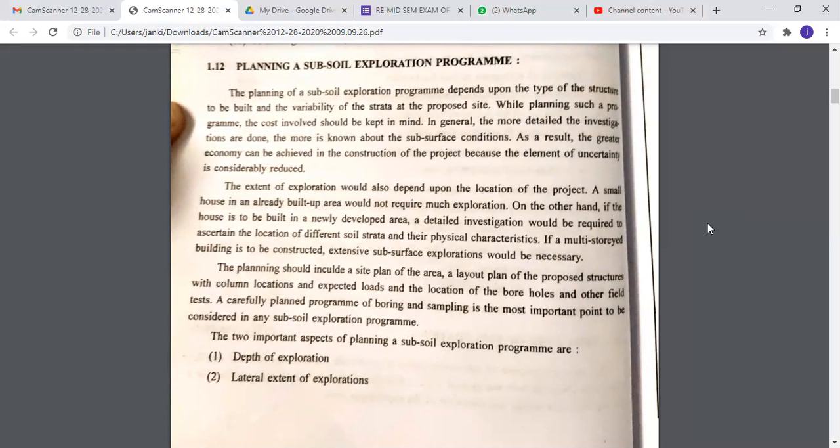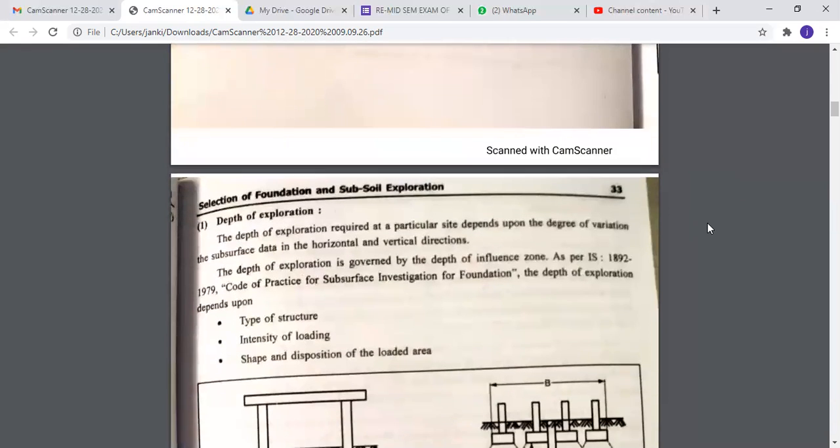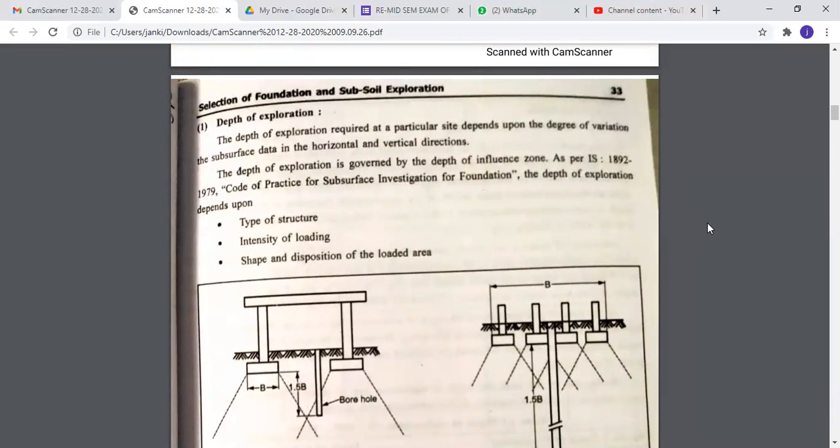The planning should include a site plan of the area, a layout plan of the proposed structures with column locations and expected loads, and the location of the boreholes and other field data. A carefully planned program of boring and sampling is the most important point to be considered in any subsoil exploration program. What are these two points? The first is the depth of exploration, and the second is the lateral extent of exploration.